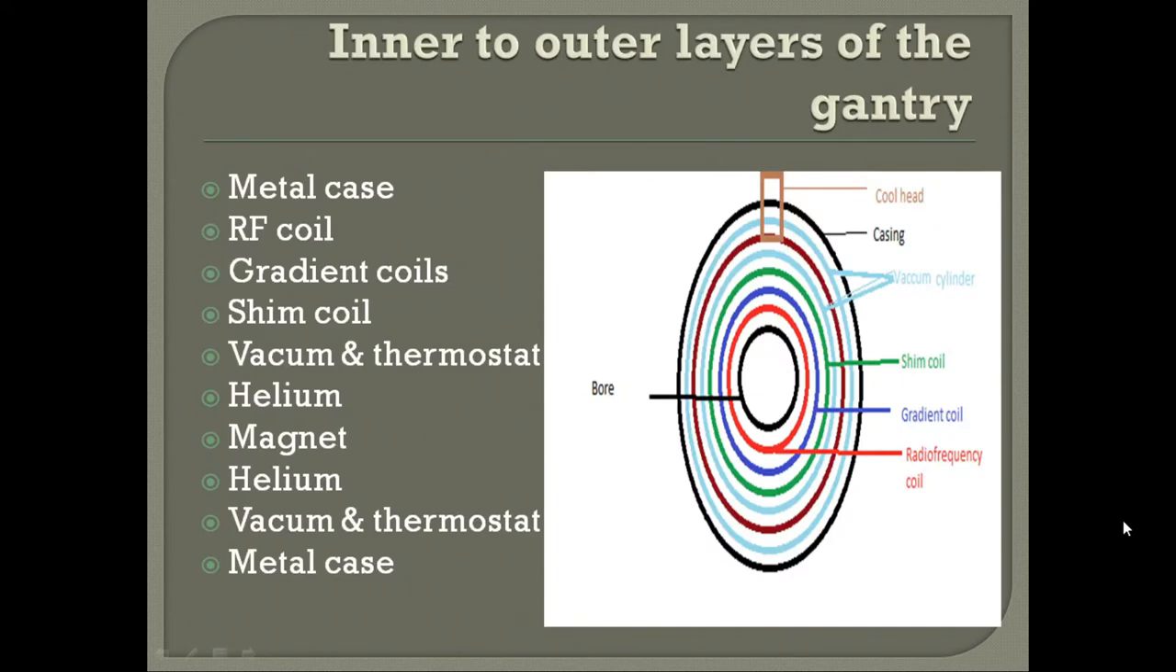So the layers from inside to the outside are the metal casing, the radio frequency coil, the gradient coils, shim coil, then the vacuum and thermostat, helium, magnet, helium, vacuum once again, and a metal case.